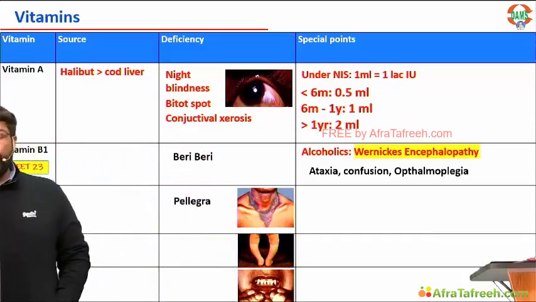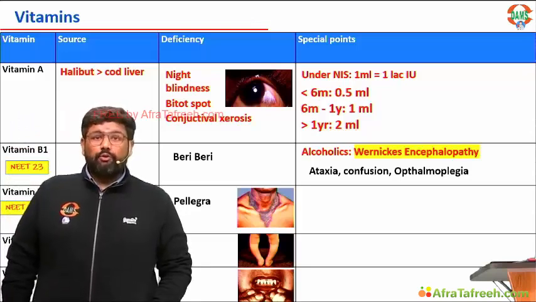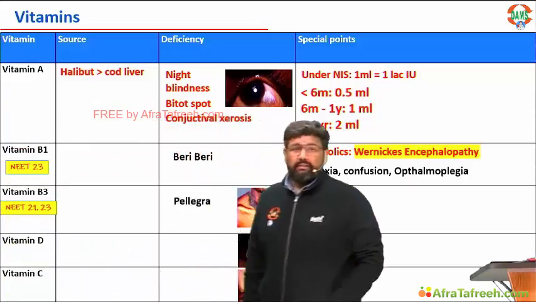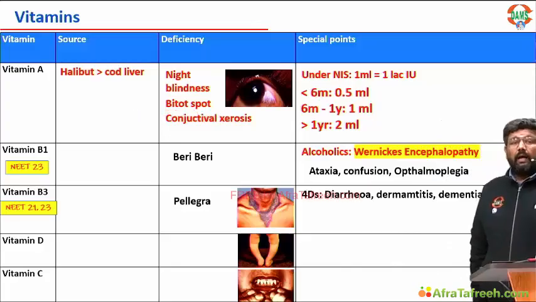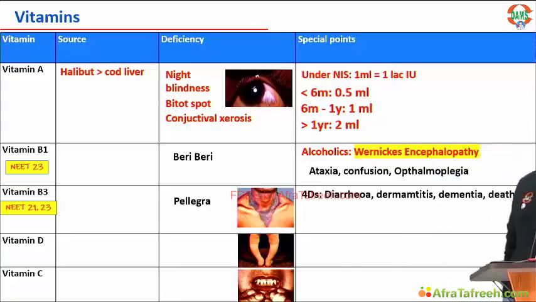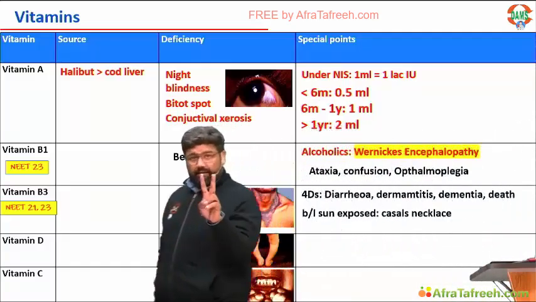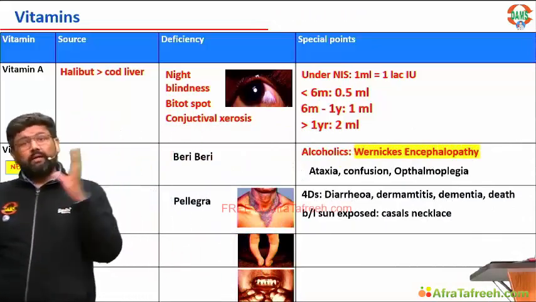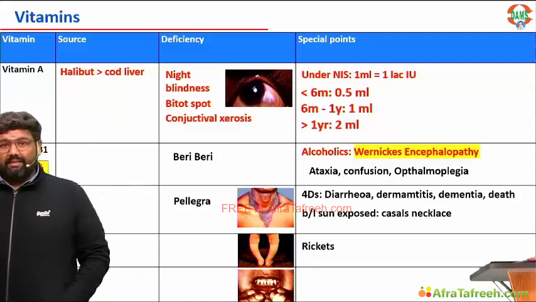Vitamin B3 is very important. NEET PG 21, 22, 23, even in INICET, one time this was asked. Vitamin B3 deficiency causes pellagra. The symptoms are 4 Ds: diarrhea, dementia, dermatitis, and death. Now, the dermatitis we get here is a bilateral dermatitis, especially on sun exposed areas. This is known as Casal's necklace.